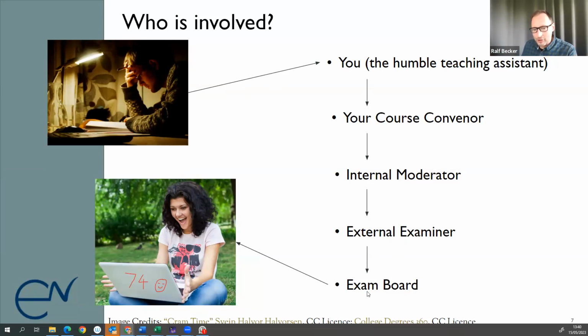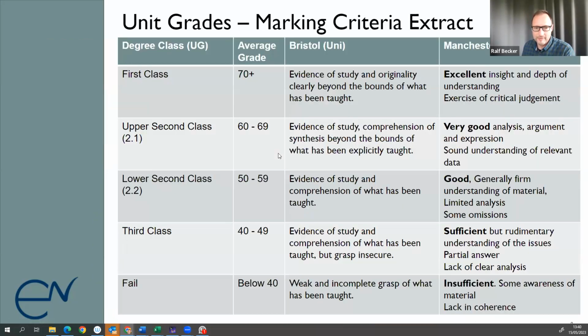Then these results will go to the exam board, who will have to approve grades, and only then will a student be given grades and know what their grade is. All right, so this is the entire process. We are thinking about mainly that first step, in conjunction with the course convener here.